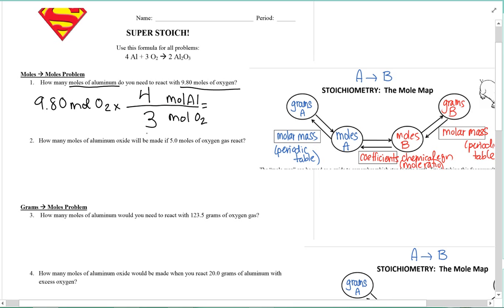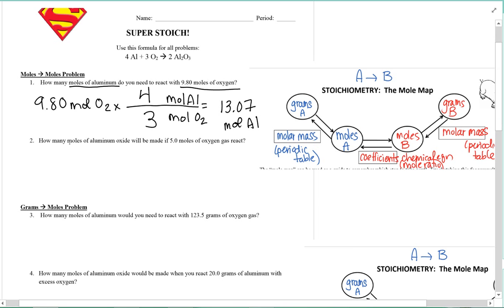So if I'm going to plug this in my calculator, I'm going to go 9.8 times 4 divided by 3. I'm going to end up with 13.07 moles of aluminum. All right, so that's how many moles of aluminum I need. Let's go on to the next problem.